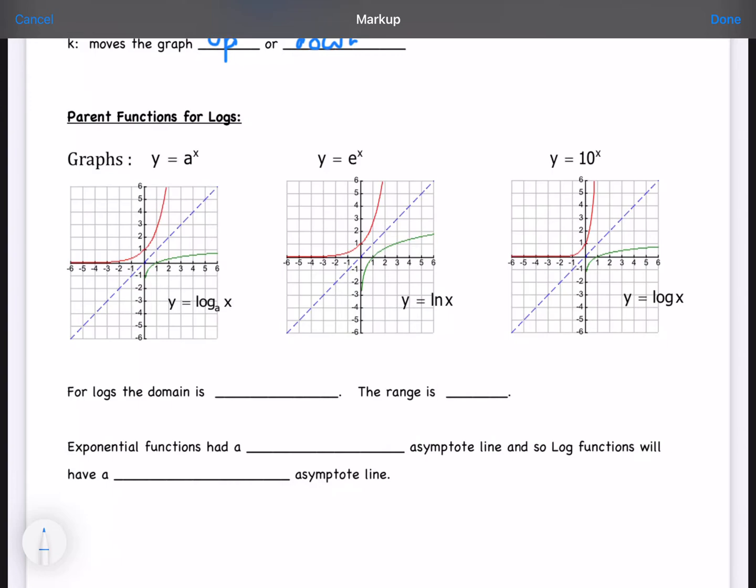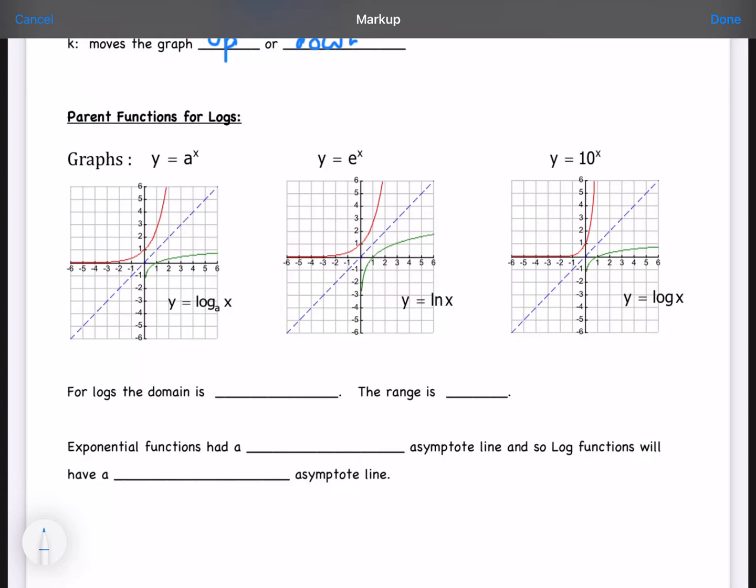So we have parent functions for logs. You can see we can compare y equals a to the x, that's in red, and y equals log base a of x, that's in green. And you can see it reflects across that diagonal line that goes through the origin. Then y equals e to the x, that's Euler's number, and that inverse is y equals the natural log of x, the ln. ln of x is the natural log, and I talk about that on another paper. Y equals 10 to the x and y equals log of x. You can see if you folded all the graphs along that diagonal, they would be matching up.